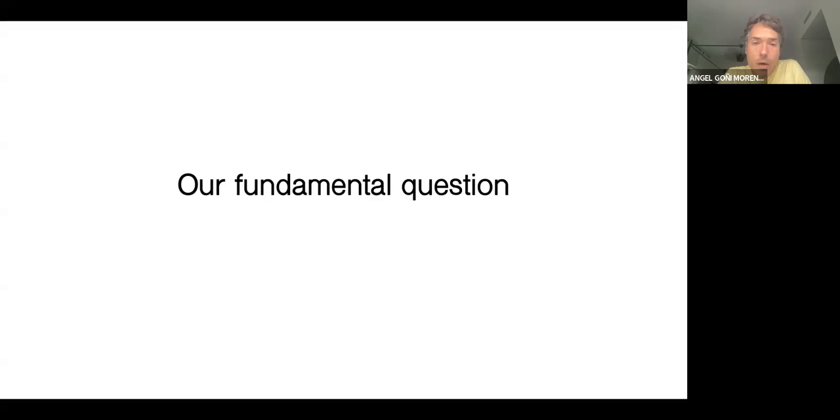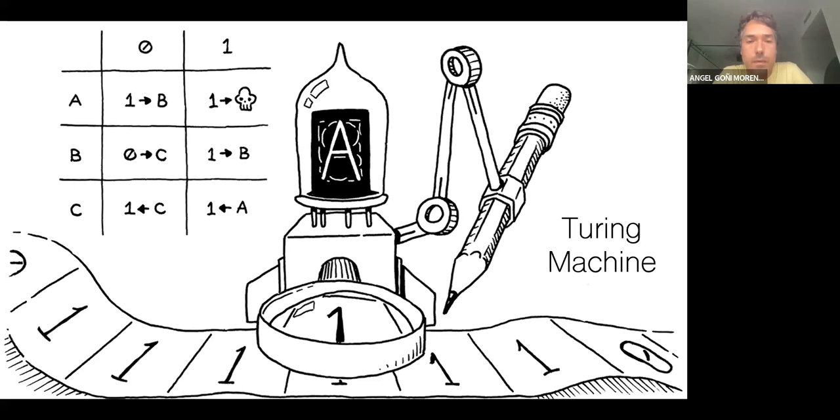And now I'm going to dive into the question that I wanted to talk about during this seminar. Okay, the previous was a kind of introduction. So our fundamental question here is, can we design and build information processing, and not only information processing, but also computing devices with living material? Okay, so that is the principal question.